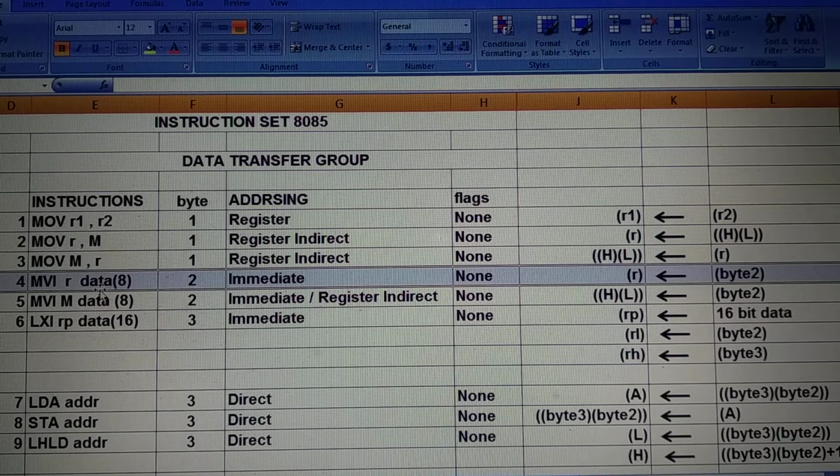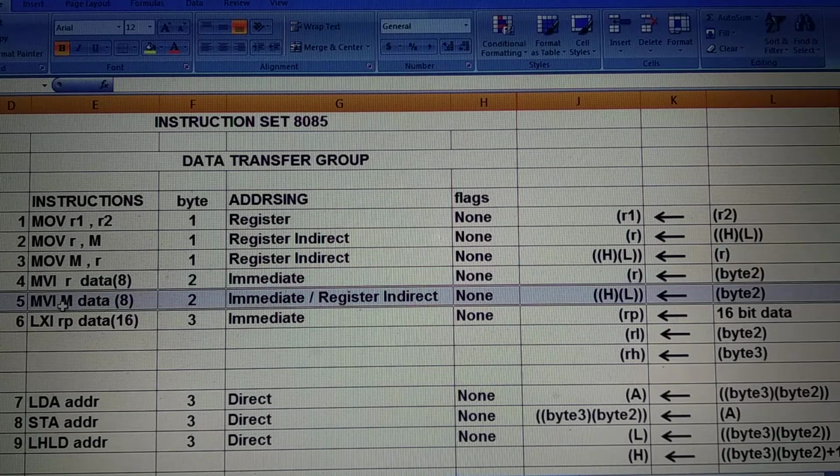MVI R, data 8. This is a 2 byte instruction. The addressing mode is immediate. The second byte of the instruction is transferred to register R. When byte 2 of the instruction represents data, it is immediate addressing mode.